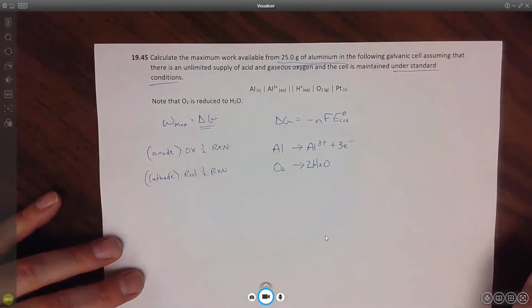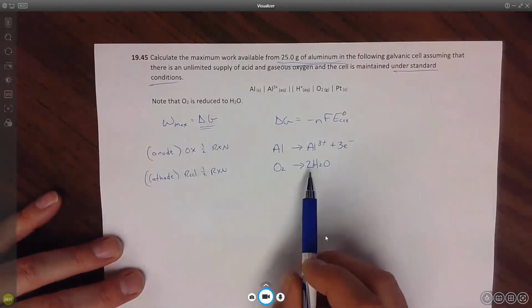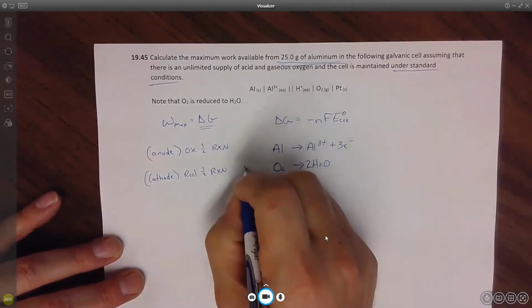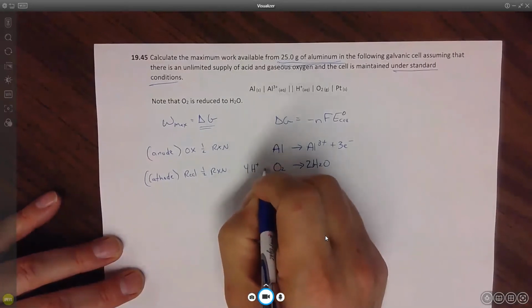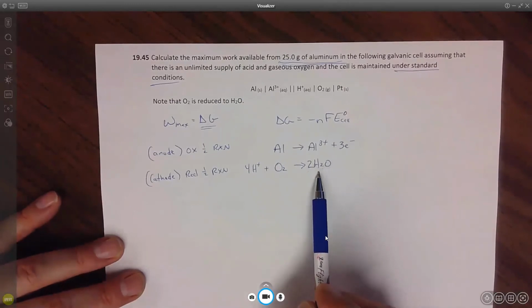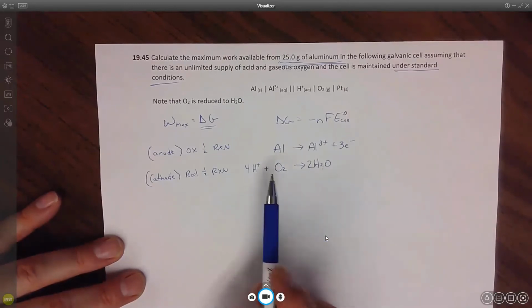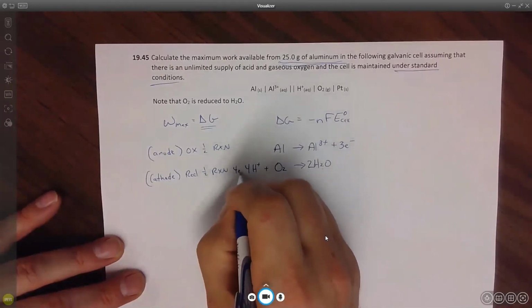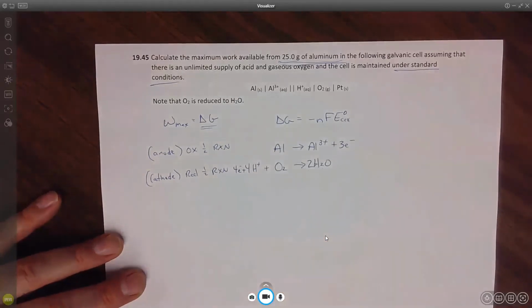Then we balance the hydrogen by adding hydrogen ions. So 2 times 2 is 4. So there's going to be 4 hydrogen ions. And then charge, this side is 0 because it's all neutrals. This side is 4+. So I'll have to add 4 electrons to this side.